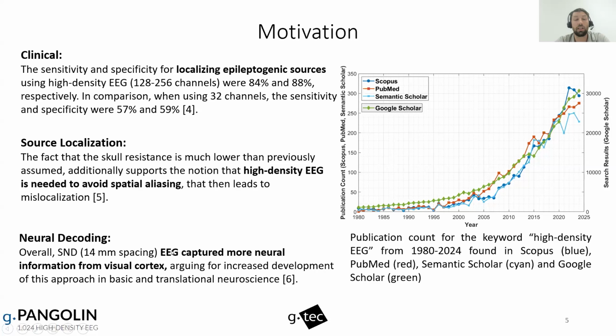Also in visual decoding, there are some studies that show you can get better decoding performance. This is also something that I will show you today, how we did it with our studies. Additionally, the publication count for high density EEG has been increasing very much in recent years. I have here the figure on the right side from 1980 to 2025. We have a big increase in high density EEG. So this is the motivation for the work with high density EEG.